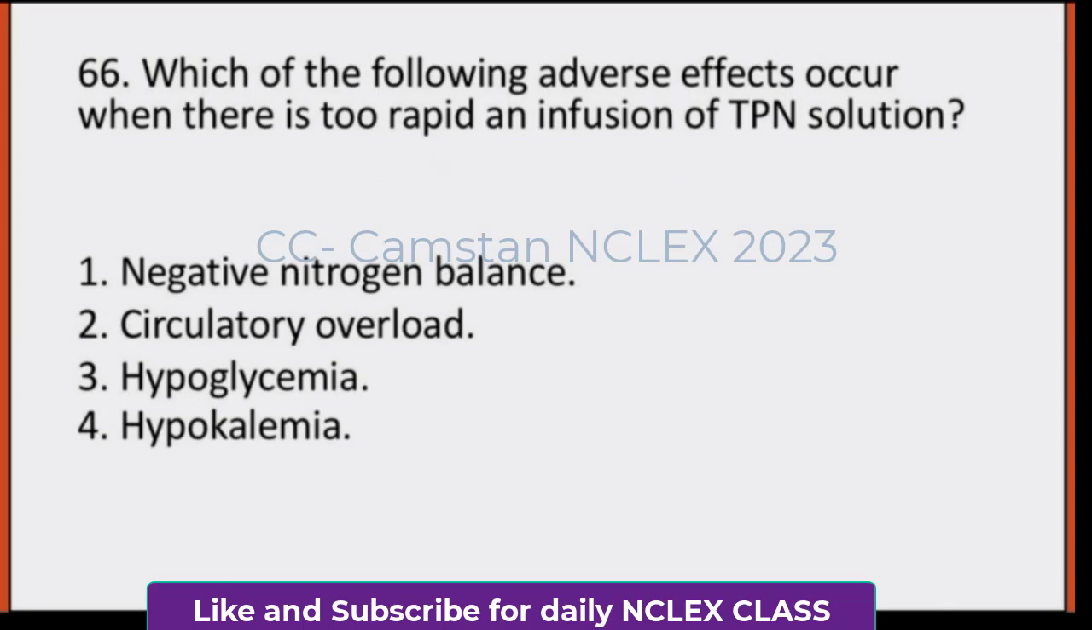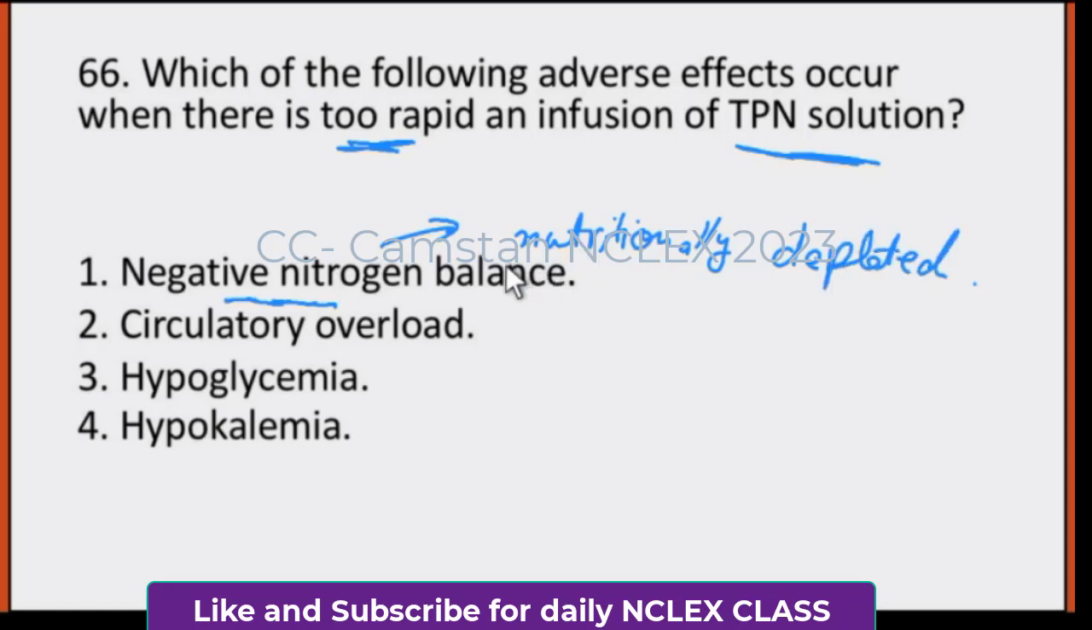Which of the following adverse effects occur when there is too rapid an infusion of TPN solution? So let's first read the options: negative nitrogen balance, circulatory overload, hypoglycemia, and hypokalemia. Now this is an easy question. The negative nitrogen balance occurs in nutritionally depleted individuals and it has no correlation with TPN. So this option is incorrect.